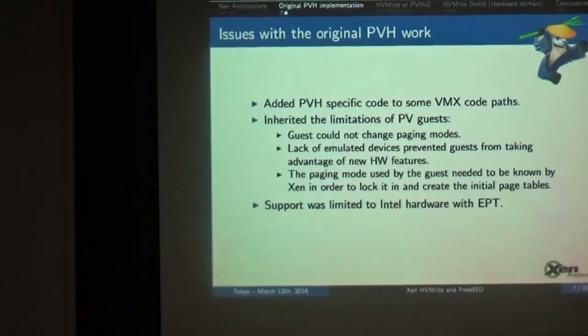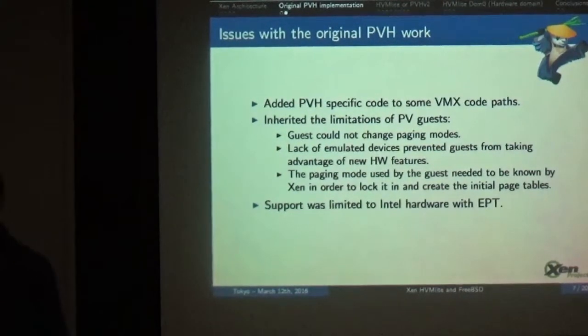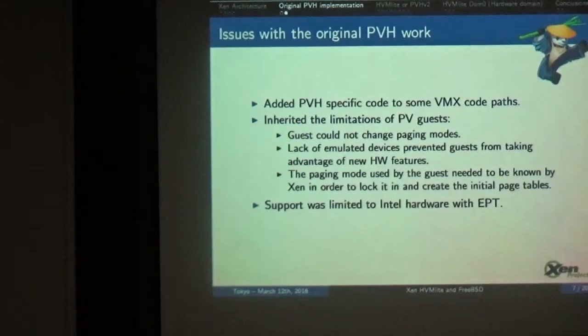One of them was that they needed to add quite a lot of PVH-specific code to the Intel VMX code path that is already present inside of Xen. Since they picked the PV guest and started to use the hardware virtualized extensions, they needed to add quite a lot of code to glue it all together, basically, because PV guests in the past didn't have access to all these extensions. Then there were also quite a lot of limitations that were inherited from the PV design.